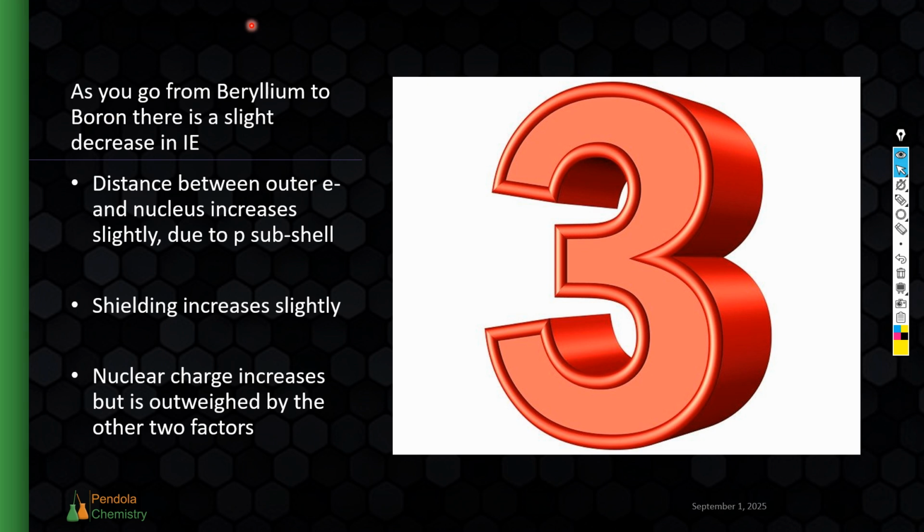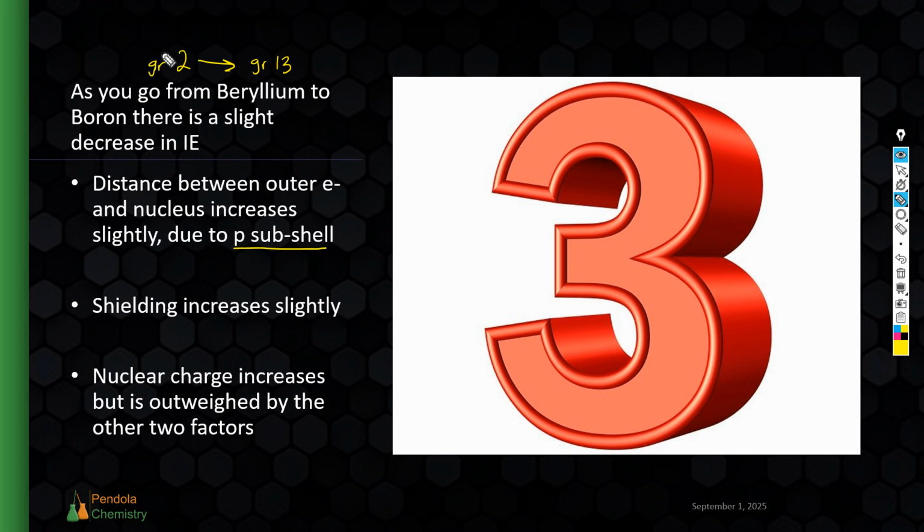Again, from group 2 to group 13, because we skip over the transition metals, we have a slight decrease instead of an increase. Now, this is because the distance between the outer electrons and the nucleus increases slightly because of the p sublevel.